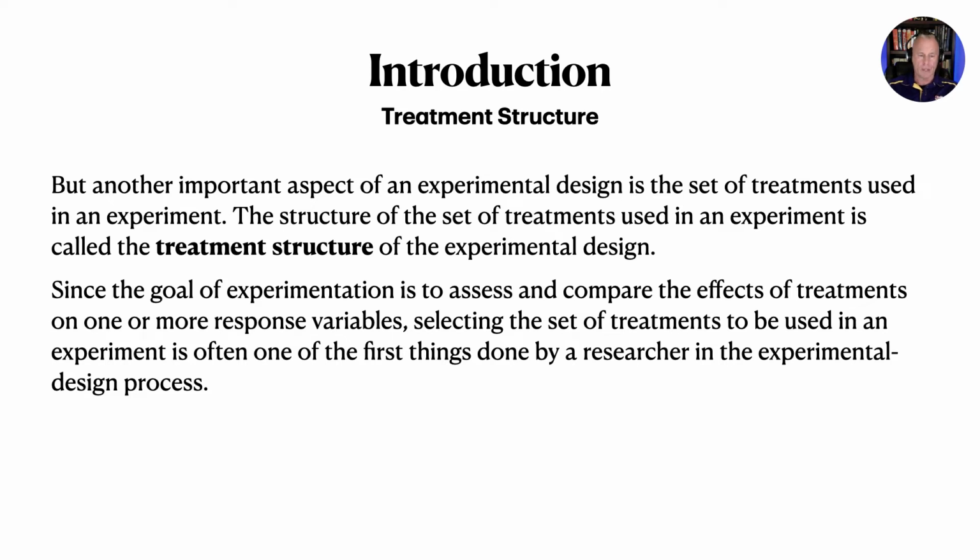But another important aspect of the experimental design is the set of treatments used in the experiment. The structure of the set of treatments used in an experiment is called the treatment structure of that experimental design. Since the goal of experimentation is to assess, evaluate, and compare the effects of treatments on one or more response variables, selecting the set of treatments to be used in an experiment is often one of the first things, if not the first thing, that is done by a researcher in the experimental design process.